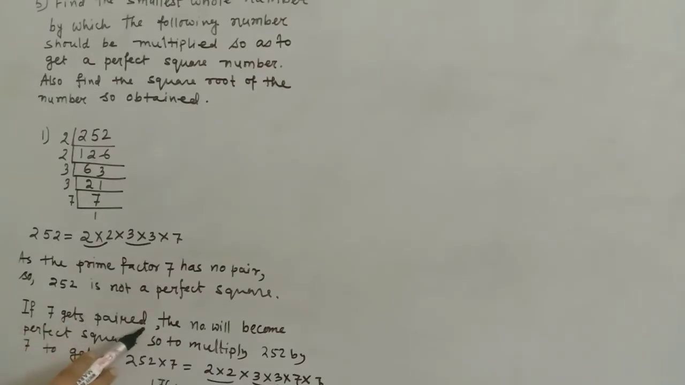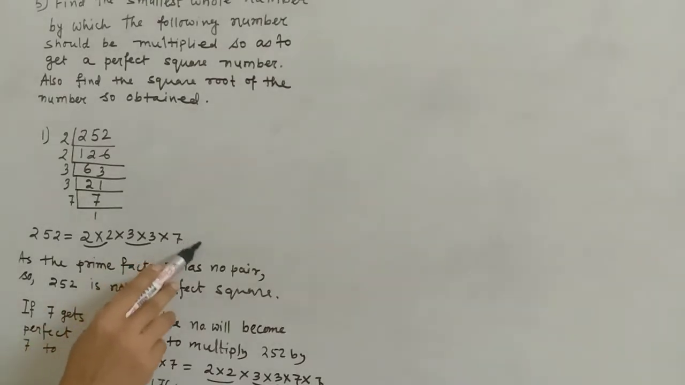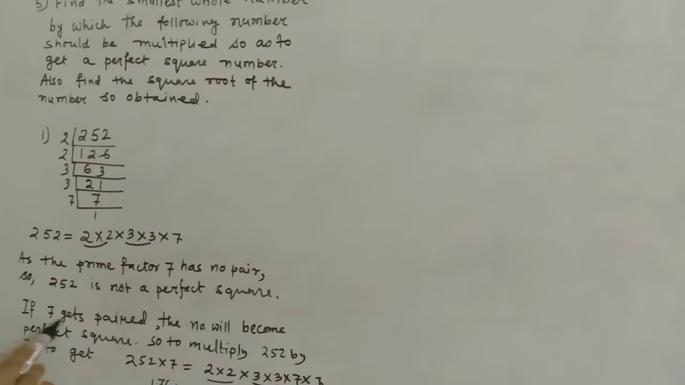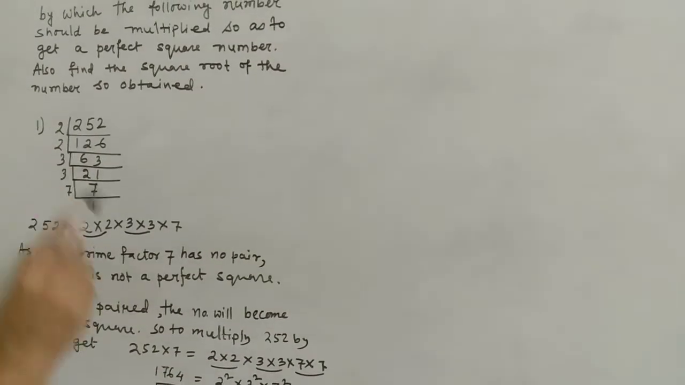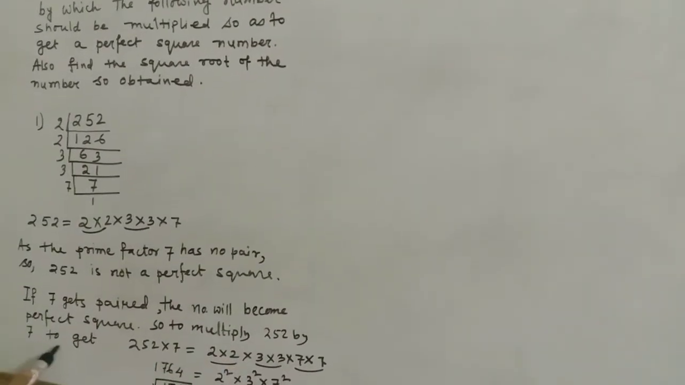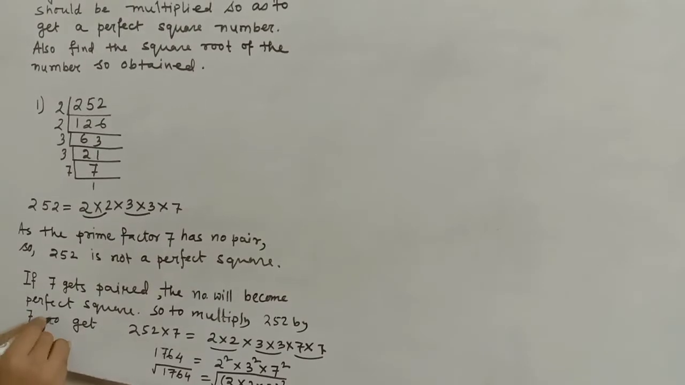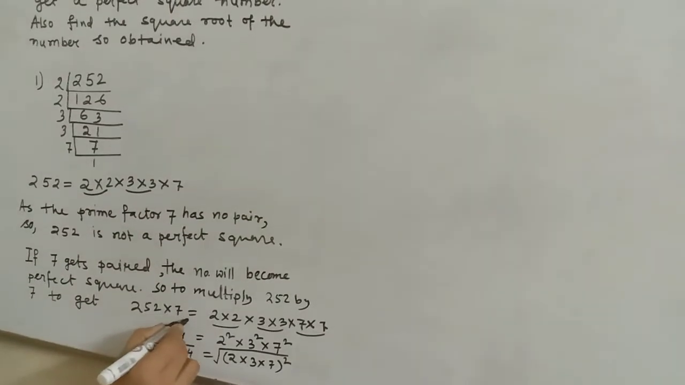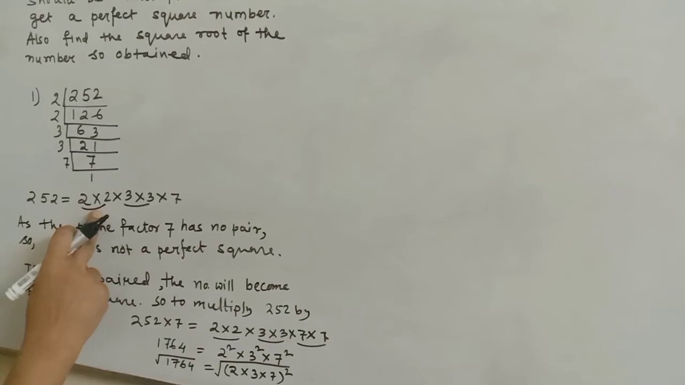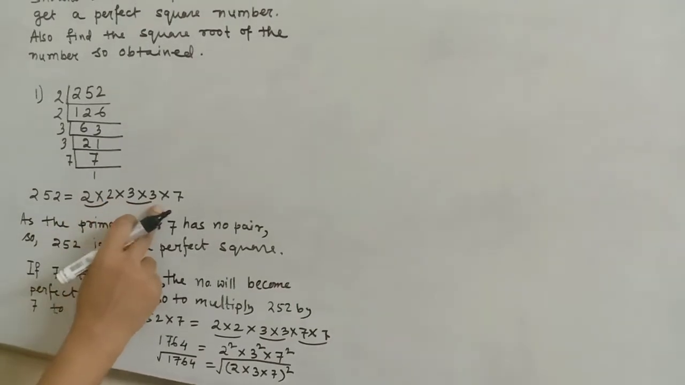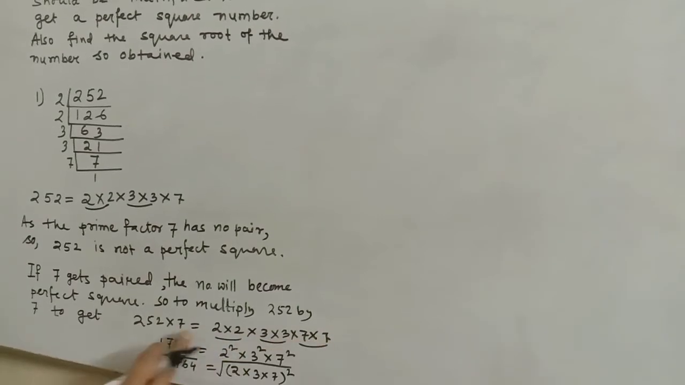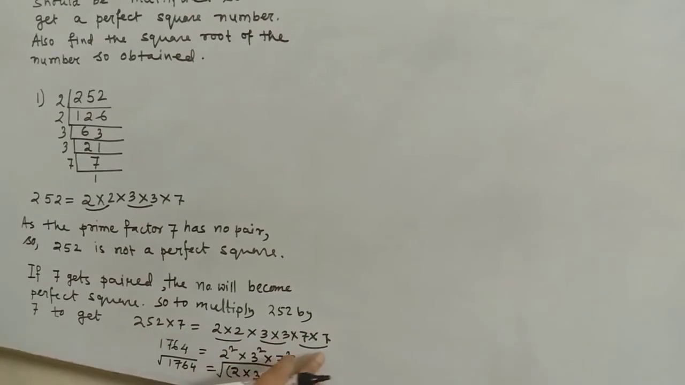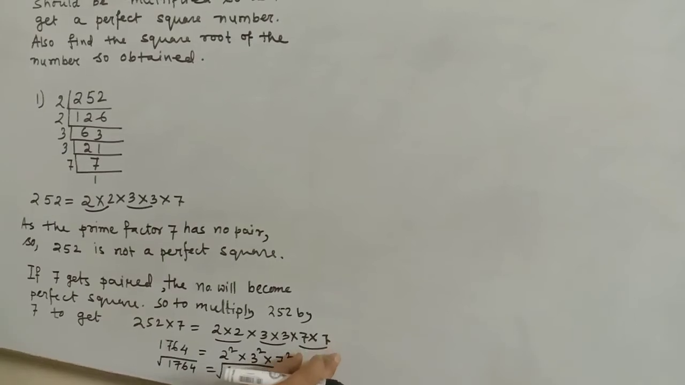If 7 gets paired, if I multiply this number by another 7, the number will become a perfect square. So we multiply the given number 252 by 7. You can see 2 into 2 into 3 into 3 into 7, and as I have multiplied the number by 7, I have got 7 into 7. Now it has become paired.